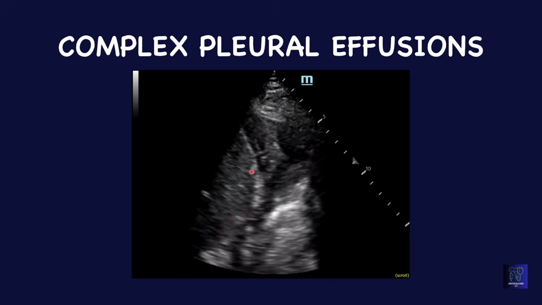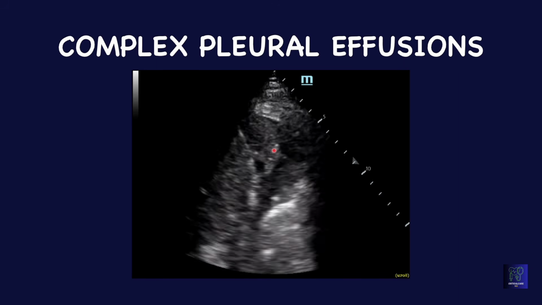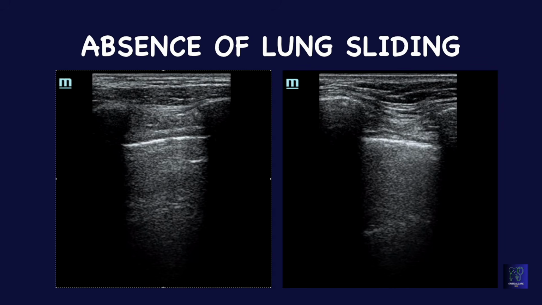Here is another example of complex pleural effusion. This is the diaphragm, this is the pleural fluid above it with some dense white material inside it. Lung ultrasound can be very useful in the diagnosis of pneumothorax. In fact, ultrasound is more sensitive than X-ray for diagnosis of pneumothorax. In order to correctly identify pneumothorax, we need to recognize a few important findings, starting with absence of lung sliding.